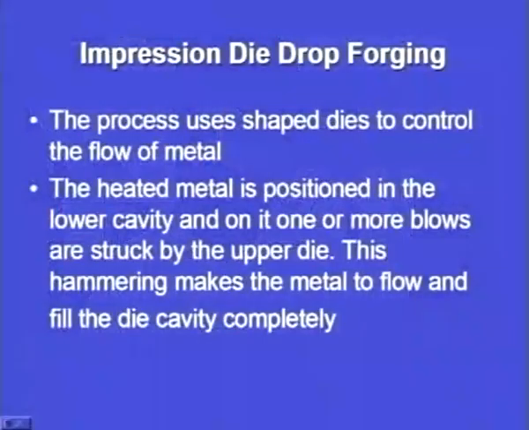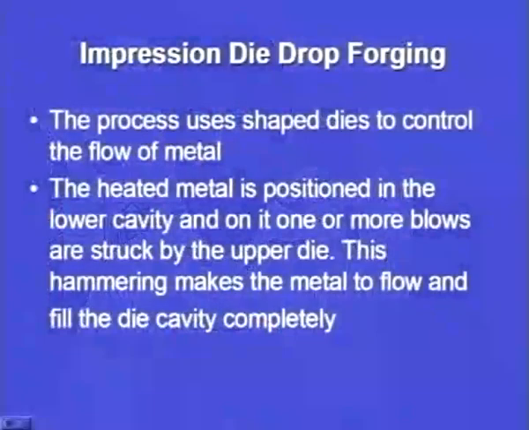The heated metal is positioned in the lower cavity, and on it one or more blows are struck by the upper die. So, the die is made in two parts. There is a lower part of the die and there is an upper part of the die. So, whatever material we want to change in shape, we will put in the lower side or the lower die, and one or more blows are struck by the upper die.